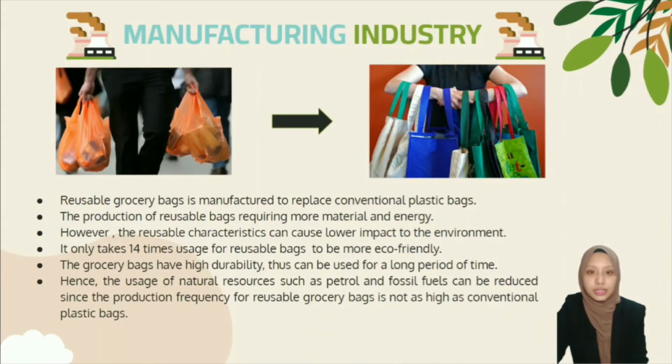So, the first example of business activity is the manufacturing industry, which has already been involved in manufacturing reusable grocery bags to replace conventional plastic bags. Even though the business needs to incur higher costs due to the production of reusable bags requiring more material and energy, since the bags have reusable characteristics, they can have a lower impact on the environment. It is because it only takes 14 times usage for reusable bags to be more eco-friendly.